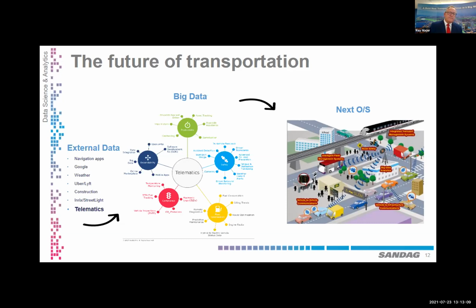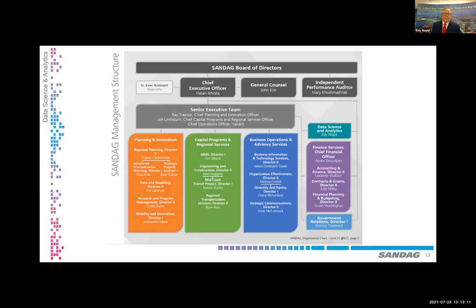Next slide, please. We were asked to provide an org chart, and this is the org chart that we currently have internally. If you look at the green square on the right-hand side, there's your data analytics group. It's headed up by me. Under the planning and innovation team, we have the data and modeling, and we also have research and program management, which is Cindy and Pat's team.